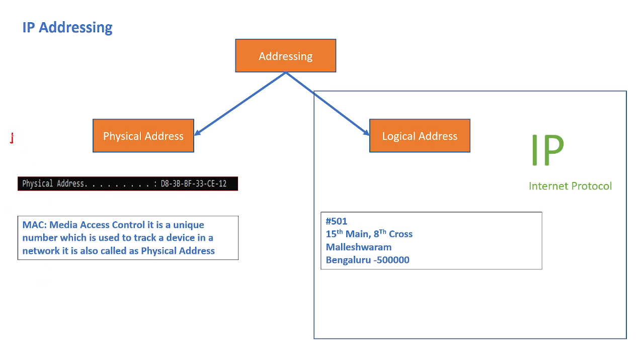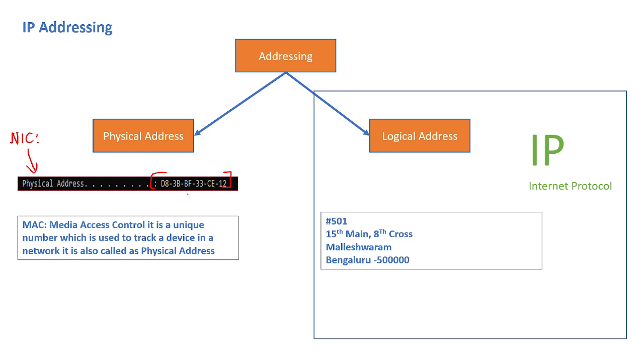Where will it reside? It will reside in the network interface card. In the NIC card of the computer, this physical address or the MAC address will reside, and this NIC card address or the MAC address will be of 12 characters. It is a combination of alphabets and numerical values. See, D8, 3B, BF, 33, CE, 12. If you count, it is 6 pairs. It is an alphanumeric value, and this is unique in nature.